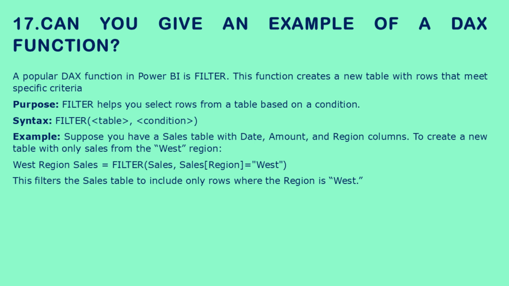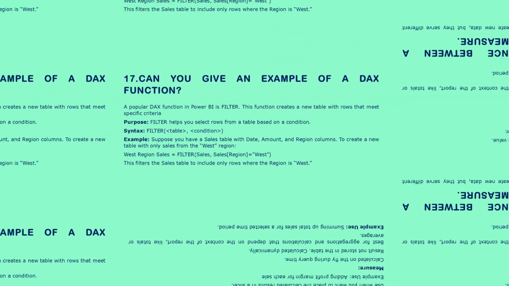Syntax: FILTER(table, condition). Example: suppose you have a sales table with date, amount, and region columns. To create a new table with only sales from the West region: West Region Sales = FILTER(Sales, Region = "West"). This filters the sales table to include only rows where the region is West.